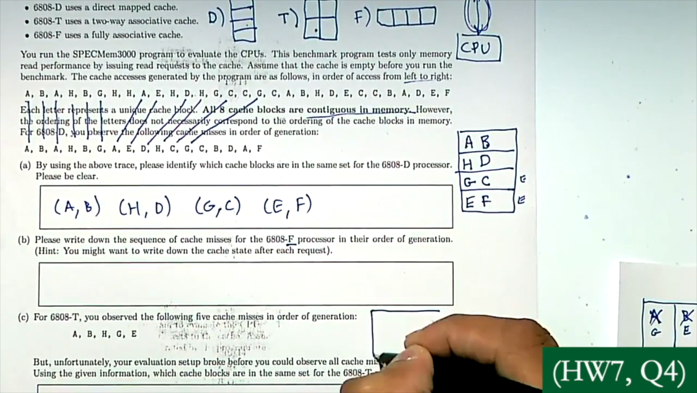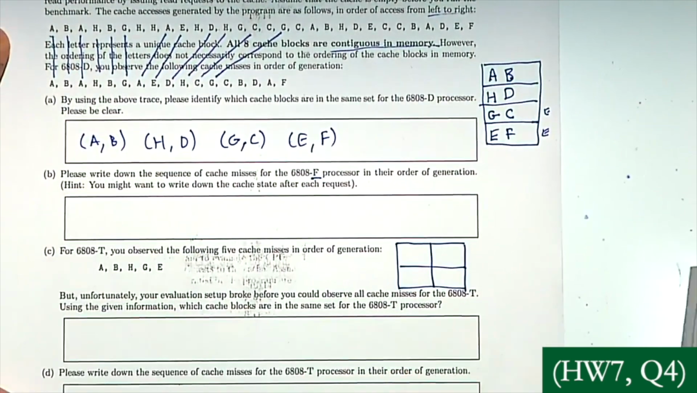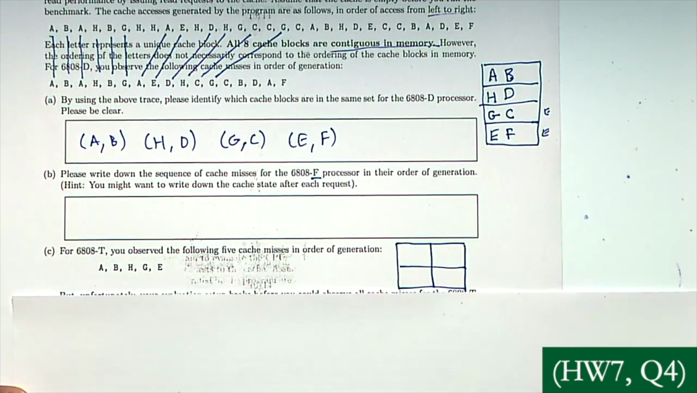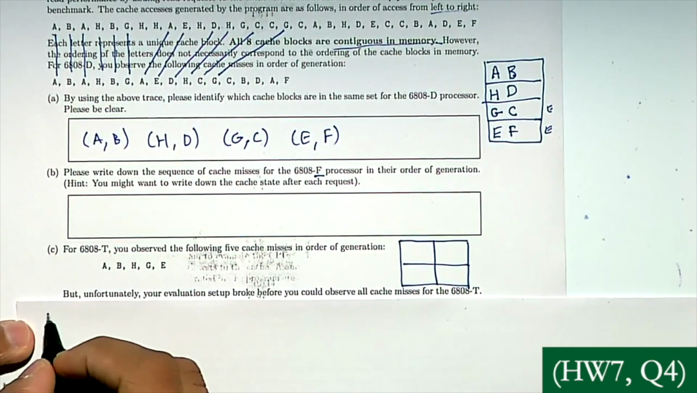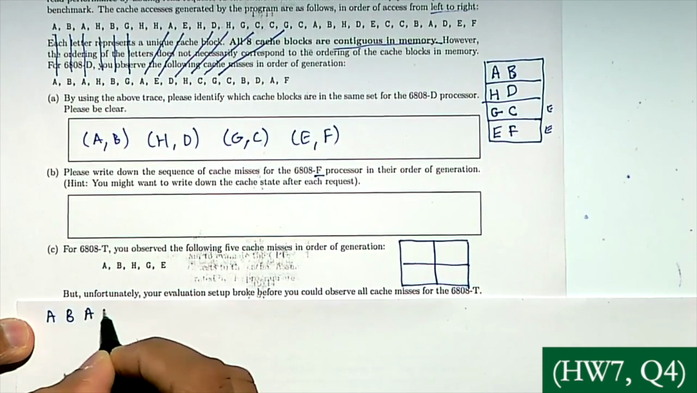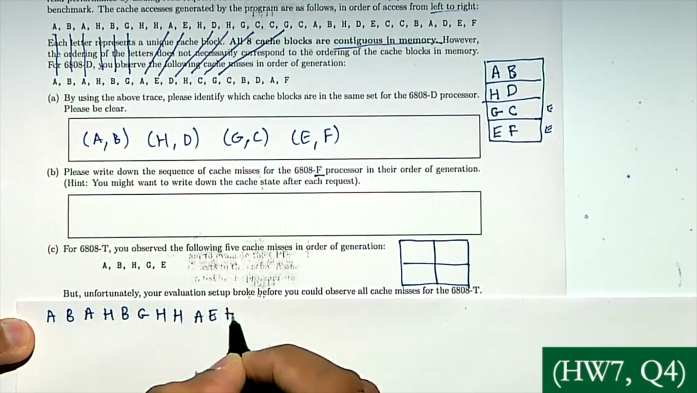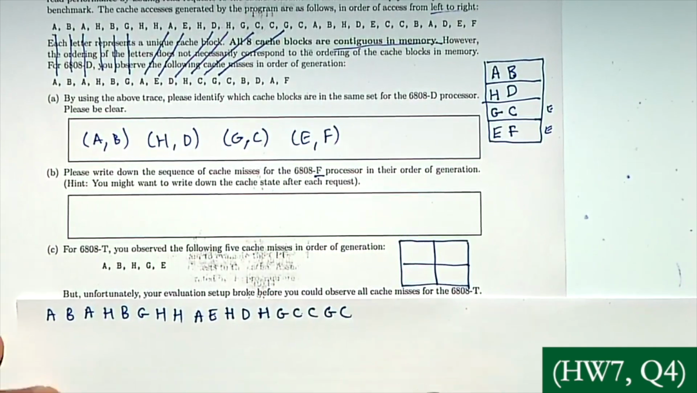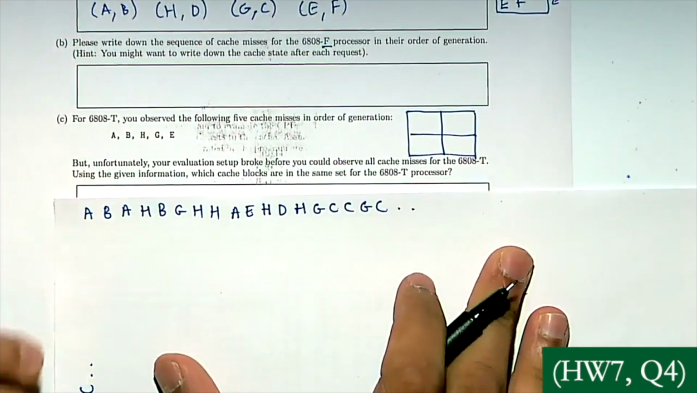So I'm going to draw an empty two-way set associative cache here, and we can go through and do the same process and figure out what's going on. So over here, let's see, should I write this down again? So we have our sequence, which is A, B, A, H, B, G, G, H, A, and so forth. So we observed these cache misses.